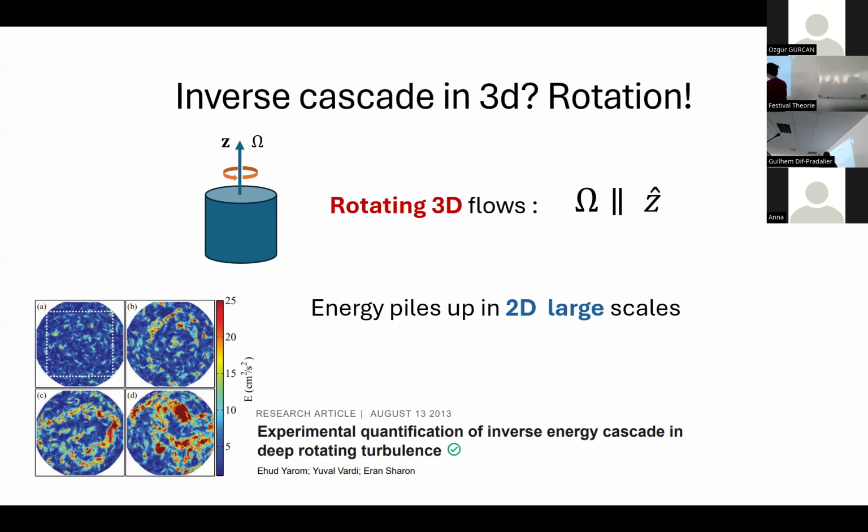Okay, and it's a known fact that energy piles up in 2D large scale. So I introduce the energy at some scale, and eventually it reaches the large scale, the 2D scales. And there's actually experimental quantification, where you can measure how the inverse cascade develops in this system. Okay? And this is a system from the Shalom group in Jerusalem.